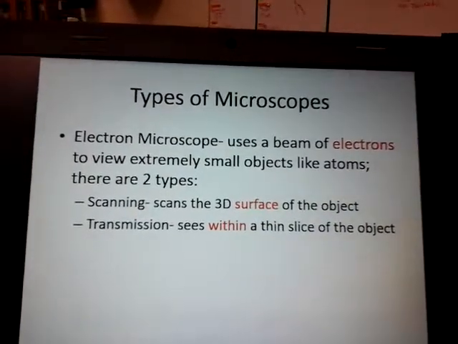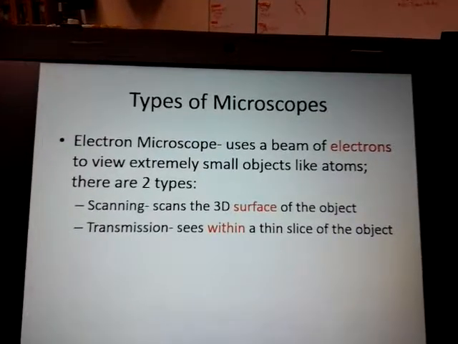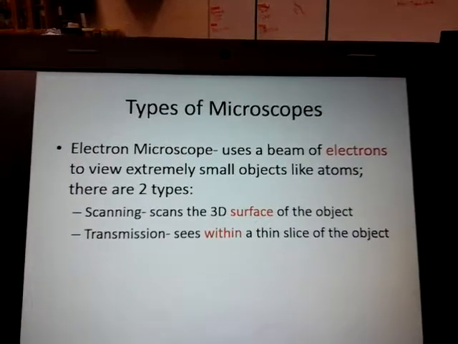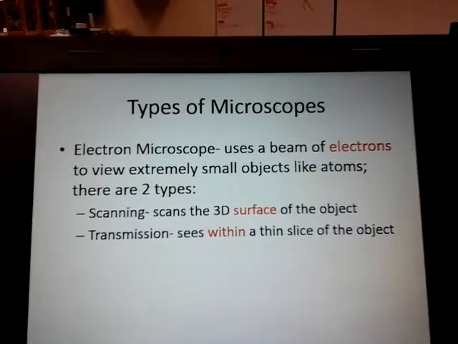Transmission electron microscopes will actually shoot the radiation through the specimen. So you can actually see things that are inside. So you're going to get really nice, clean pictures.